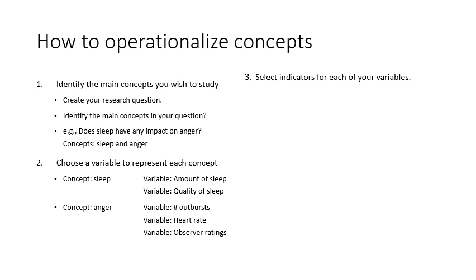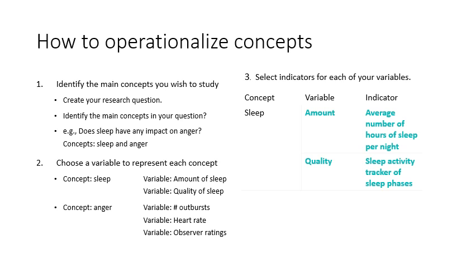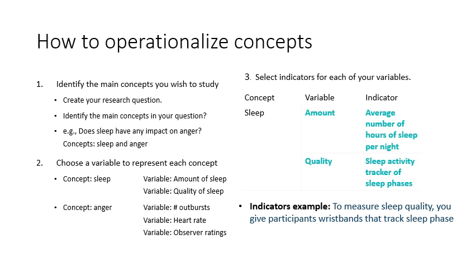And then you select indicators for the variables. So for sleep, and you're looking at that amount of sleep, maybe your indicator would be average number of hours of sleep per night. If you're looking at quality of sleep, maybe you'd give people a sleep activity tracker, a bracelet or a phone app to track their sleep phases. So wristbands, for example, here.